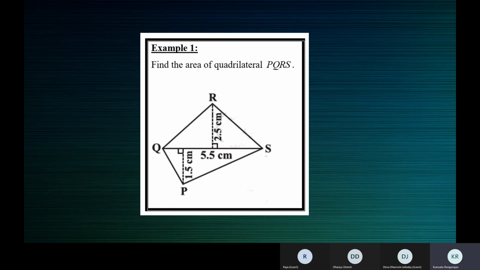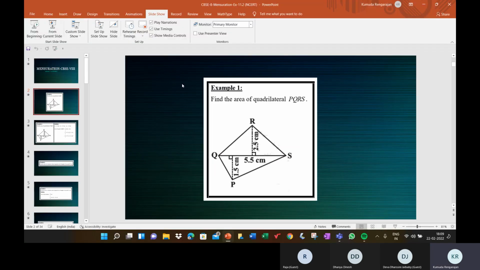So last class we started this chapter mensuration and we finished the first exercise comprising of 5 questions. Did we finish the 5th one? No, we didn't finish the 5th one, right? I'm sorry. One second. Just a minute.